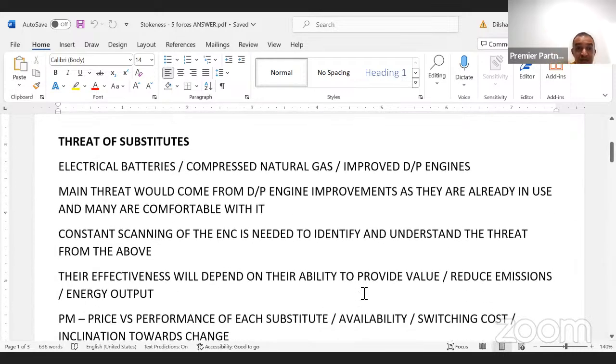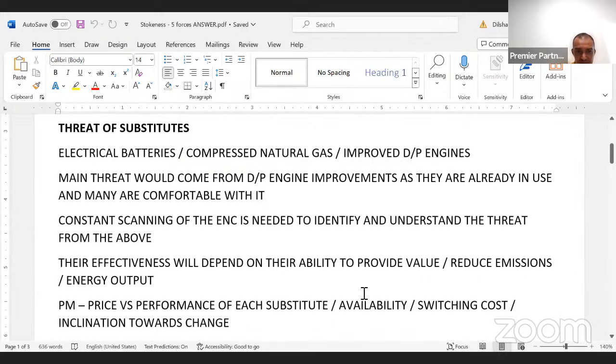Next, there are substitutes. Electrical batteries, substitute. Compressed natural gas, improved diesel petrol engines, right? With fuel efficiency, with hybrid technology, can all become substitutes. And what are substitutes? Other products and services which can give you same or similar benefit, utility, right?